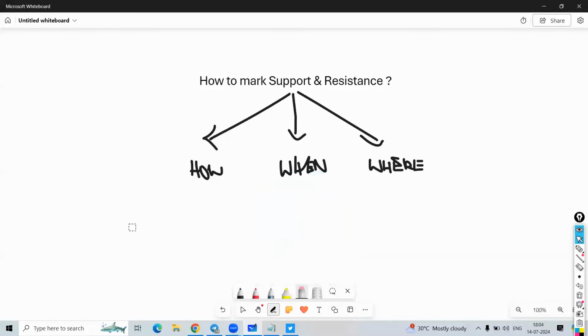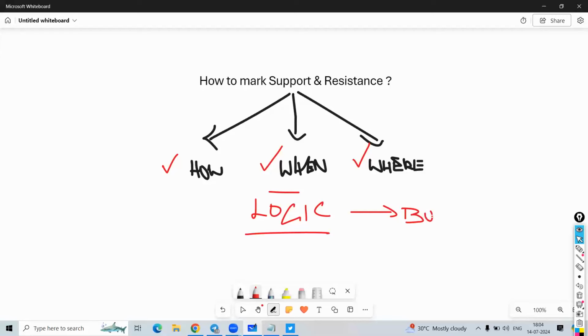You need to have awareness of three things. Number one is how to mark any support and resistance, when to mark, where to mark. For all these three, you need awareness of the logic of who is in control, whether bulls are in control or whether bearish players are in control. Who is in control of the market?